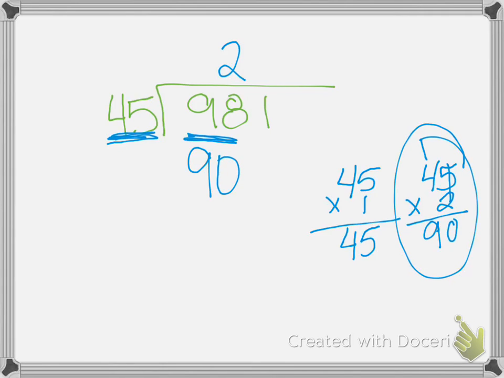So 2 times 45 is 90. 98 minus 90 just gives us 8. What do we do next? Drop down that 1. 81.